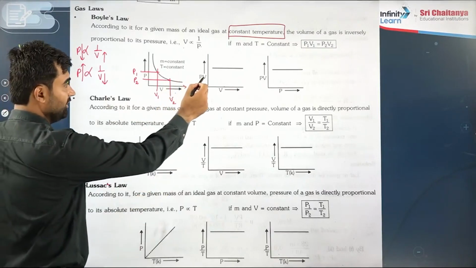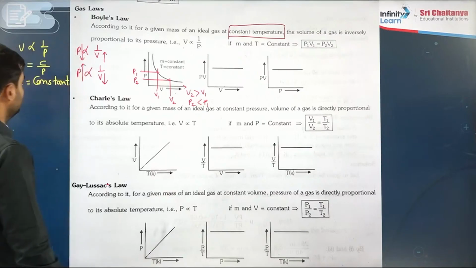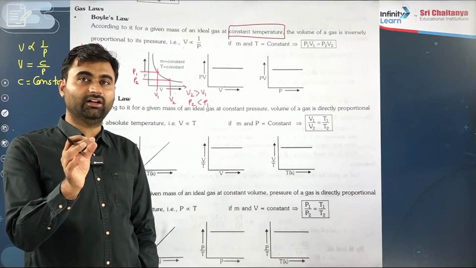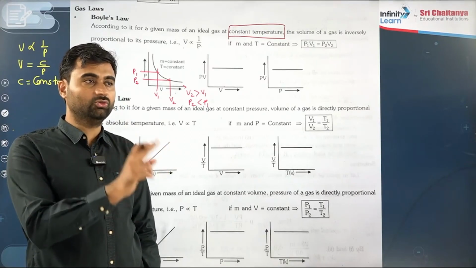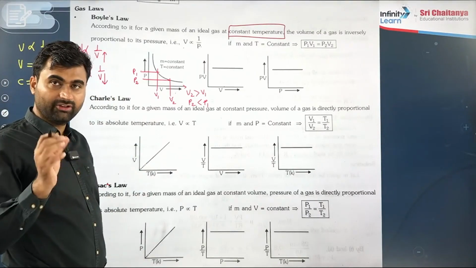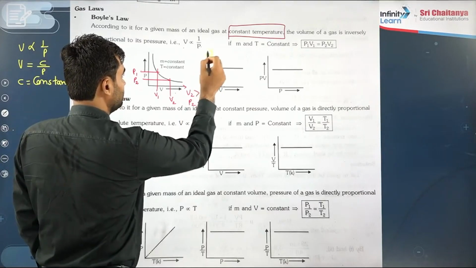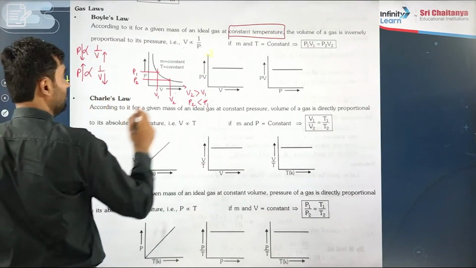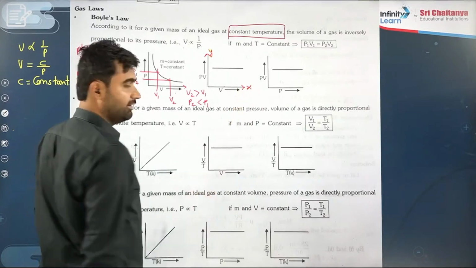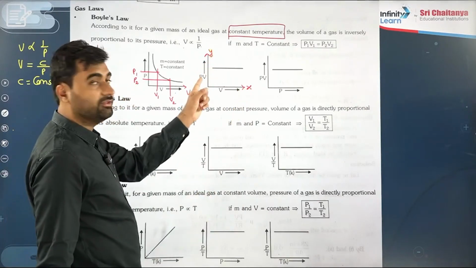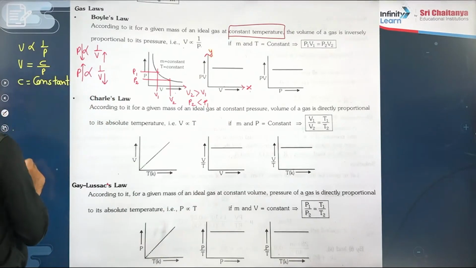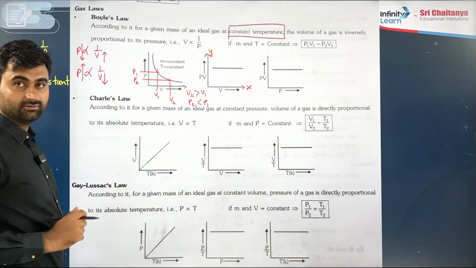But here the graph is given between PV and V. So how to draw the graph? Understand this point, this is very, very important. First you have to check what is given on the y-axis. This is the y-axis, and this is the x-axis. On the y-axis PV is given, and on the x-axis V is given. So what you have to do here is transfer P to this side, then it will become PV.